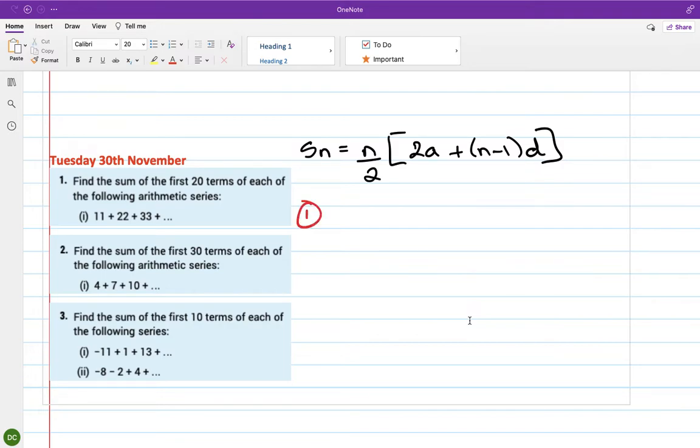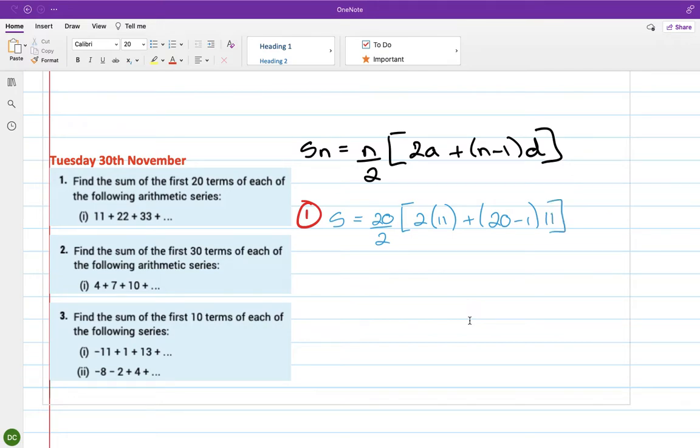So let's do that. The sum of the first 20 terms is going to be 20 over 2, because there's 20 terms. 2 times a, where a is the first term of the sequence, and the first term of this sequence is 11, plus n is still 20, because there's 20 terms they're asking me about, minus 1, and then d is the common difference, so we're going up in 11ths.